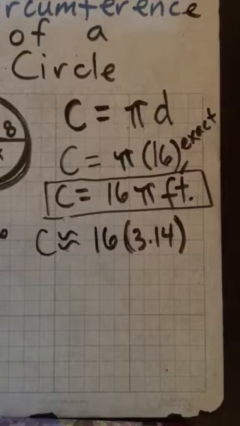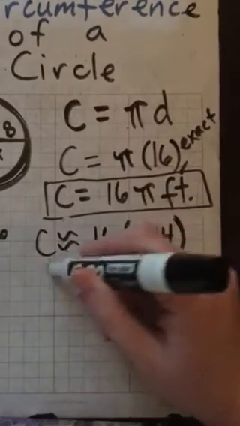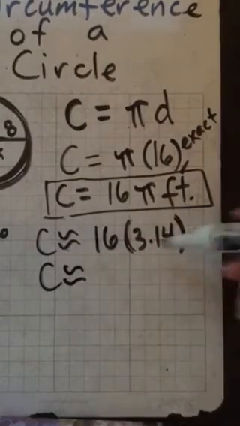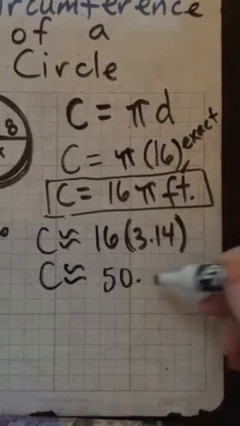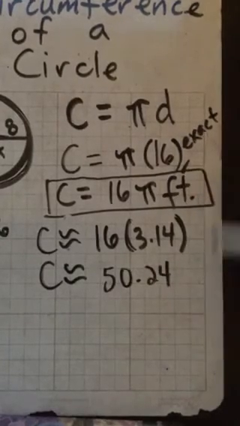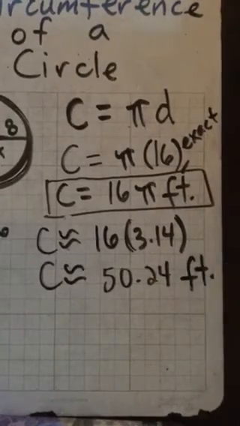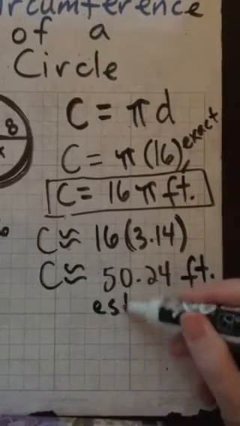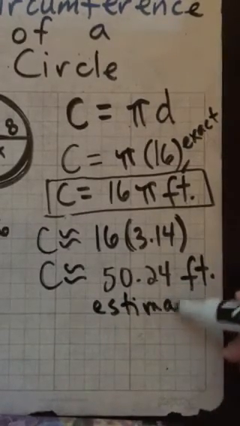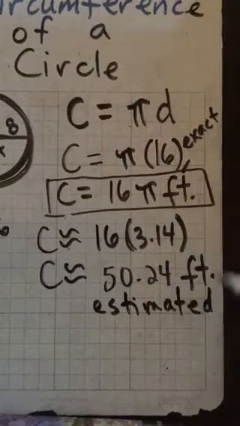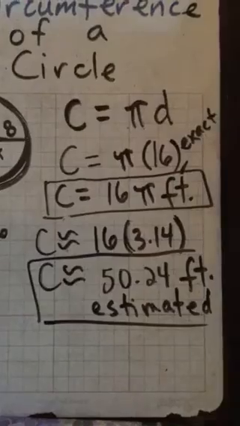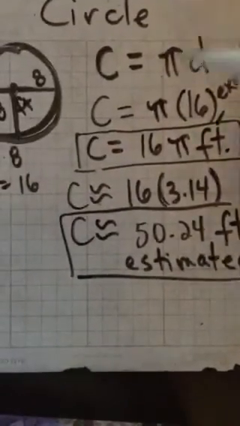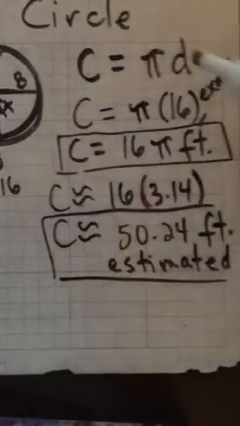And we get, the circumference is around about, because we estimated this, 50.24. And again, we need our unit, and it would just be feet. And that would be an estimated answer. It's not exact, because we rounded. Okay, so there are two answers to find the distance around a circle. The distance around the circle is called circumference.